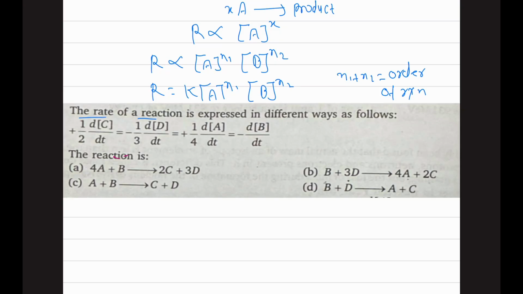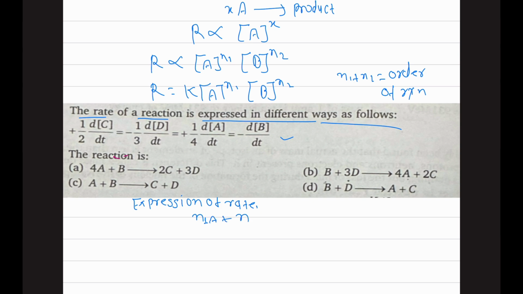Given the rate of reaction is expressed in different ways as follows. This is a very simple question and it is based on the expression of rate. The expression of rate we can write very easily. In general reaction, A, B, C, I am writing at first the expression of rate.